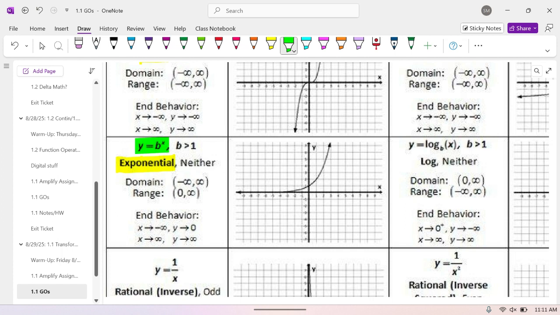Now, why can the base not be 1? Just think about it for a second. If 1 is the base, 1 raised to any power is always what? 1. Because 1 times itself a bunch of times is still just going to be 1. So that's why the base cannot be 1, because at that point, it's just a constant function, meaning it's just going to be a straight line.